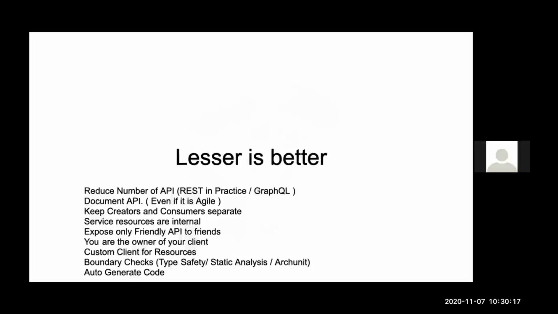Lesser is better. That's the idea. So always relate. In fact, it's good in two ways. Always think about making a smaller number of APIs outside. It's always better. And then document your API. Documenting in the sense that you make documents. You are making it visible to many people actually.